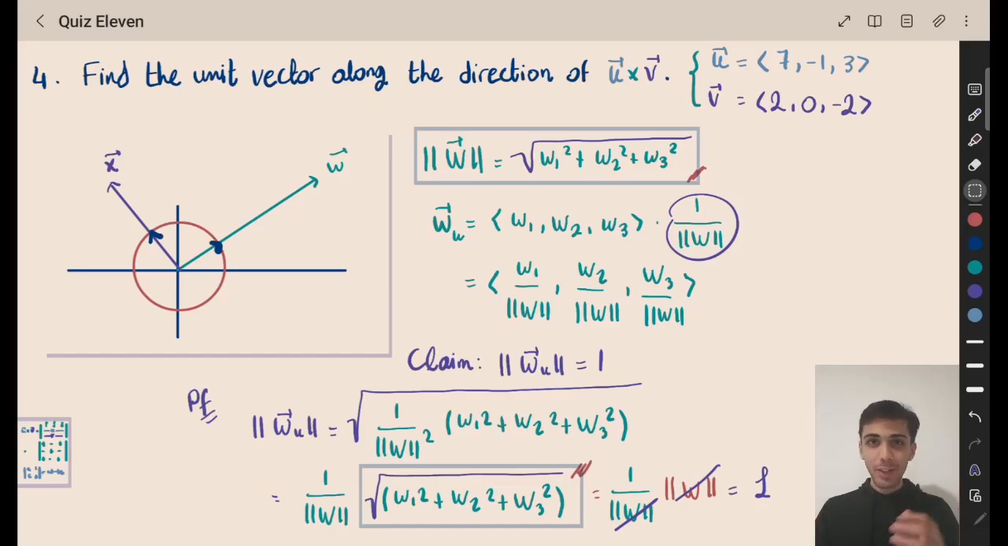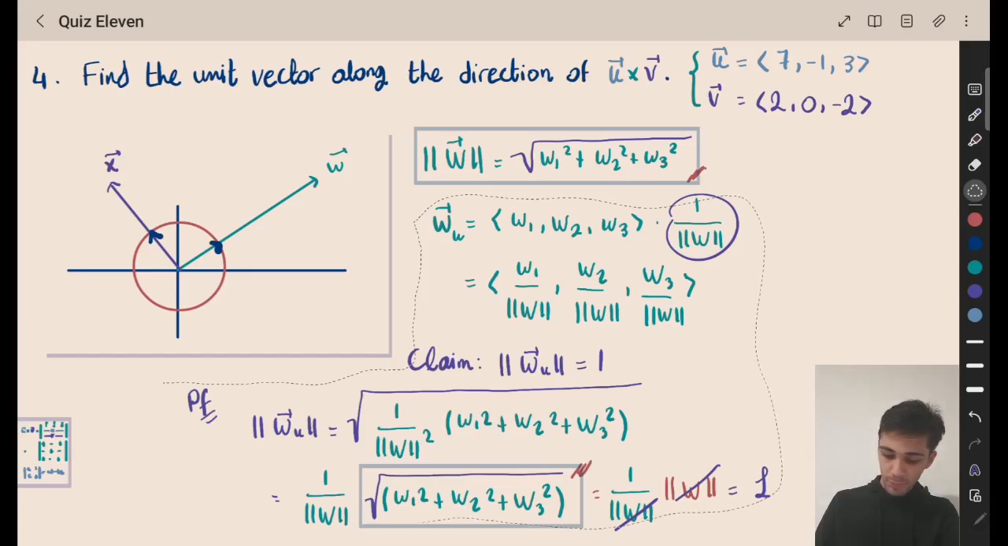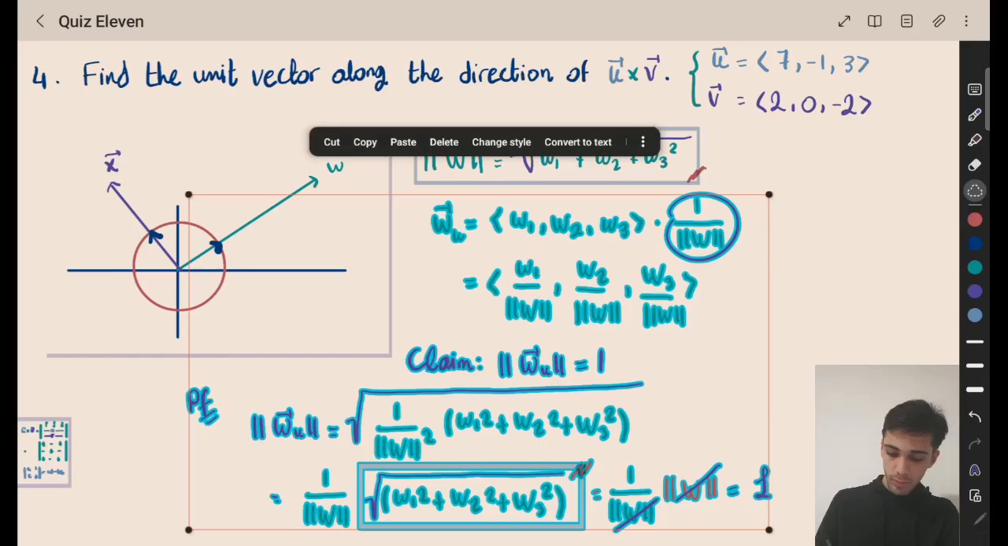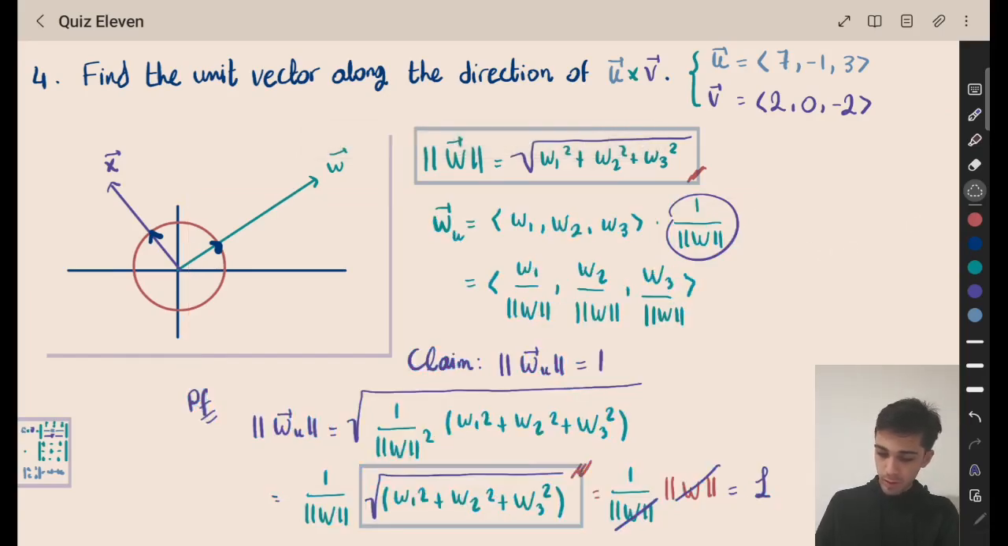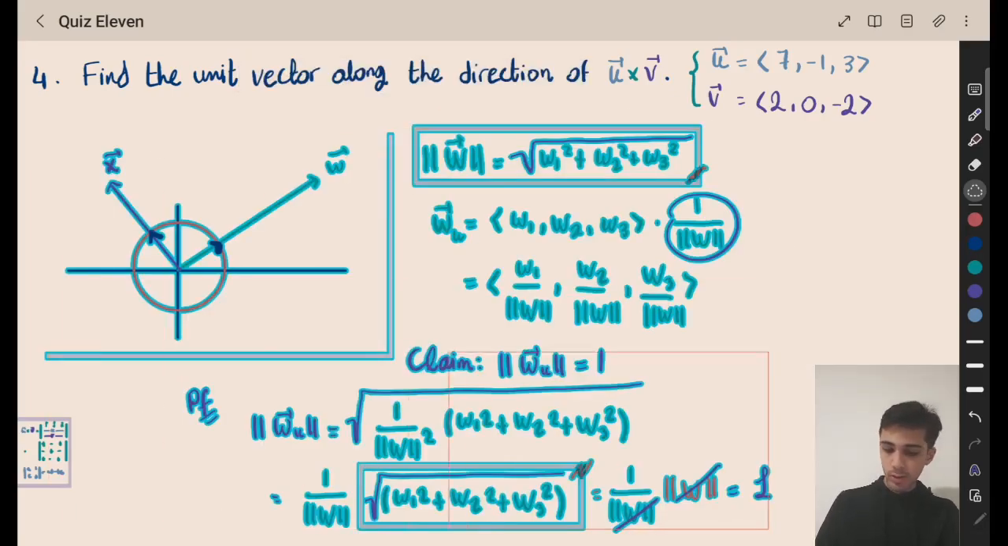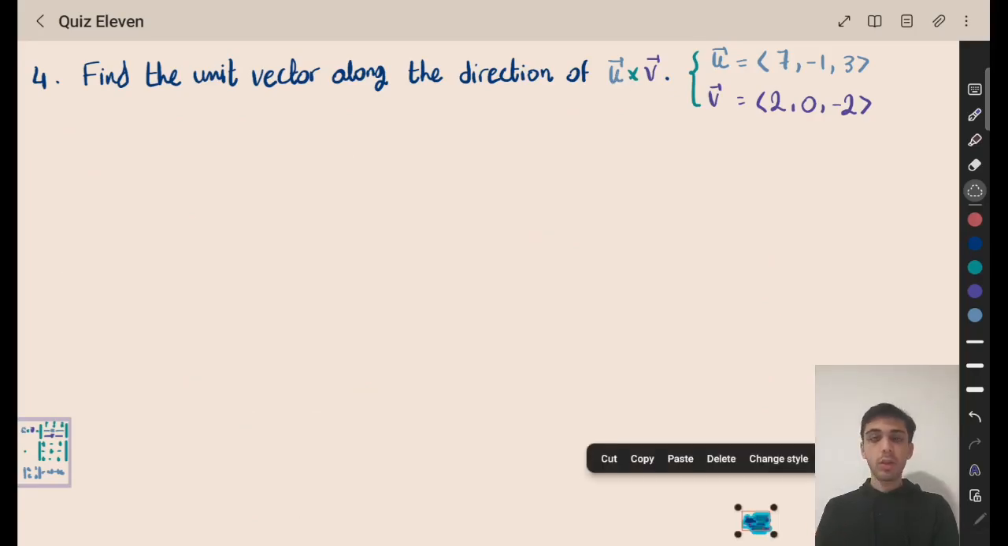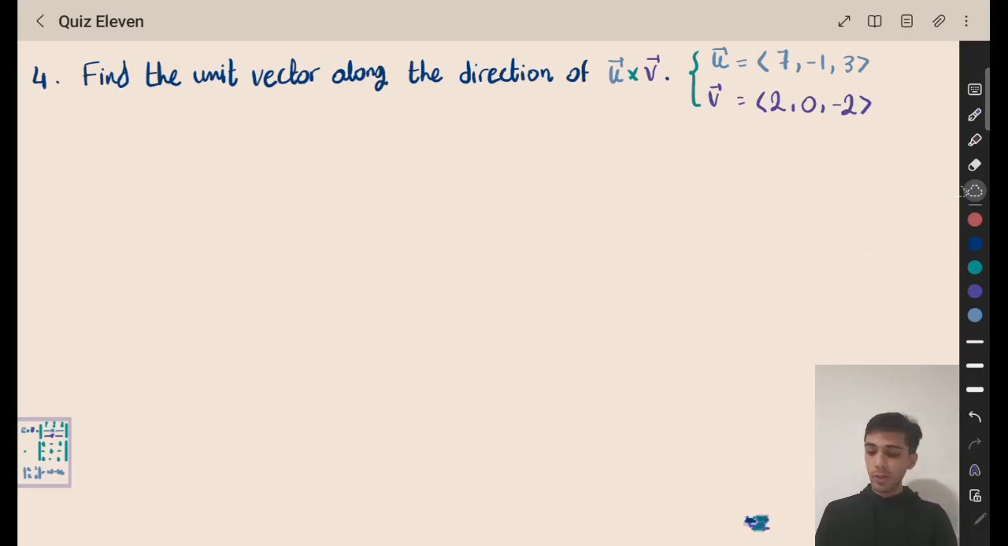But this is good. Now we can start doing our problem. So let's start doing our problem now. Remember, we would like to find the unit vector of what? Of the cross product of two vectors. So the first thing we need to do is to find the cross product of two vectors.